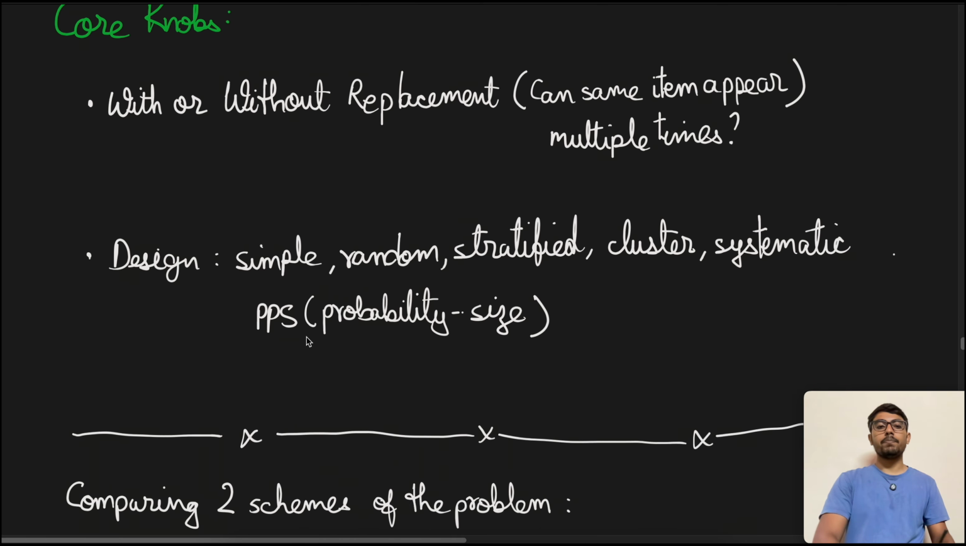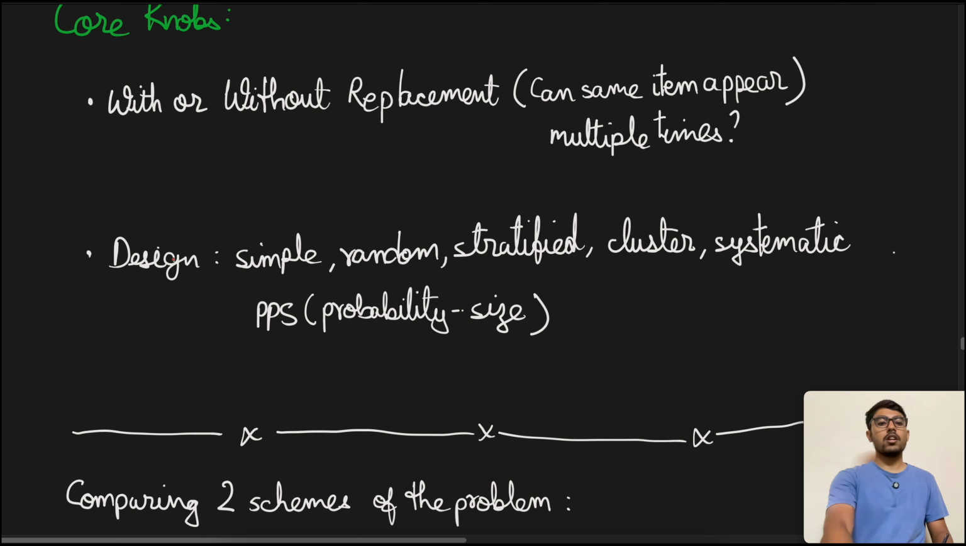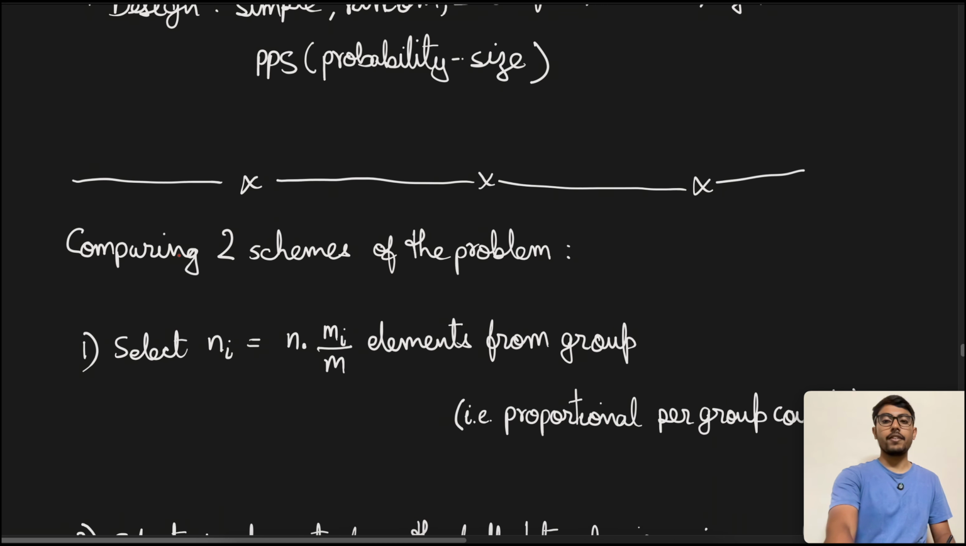Then there is design. So, it can be simple random, stratified, cluster, systematic, PPS, probability proportional to size, right. So, all these different types of sampling designs are also in use. Now, we will compare the two schemes of the given problem.